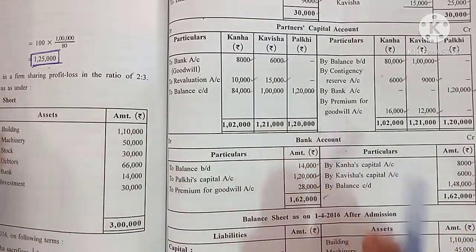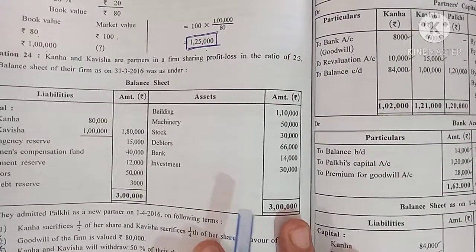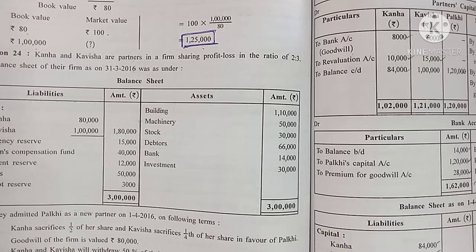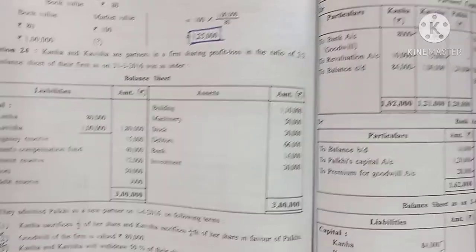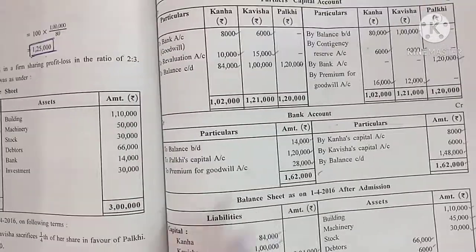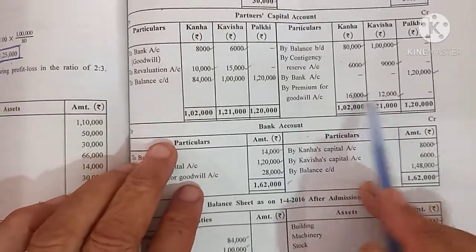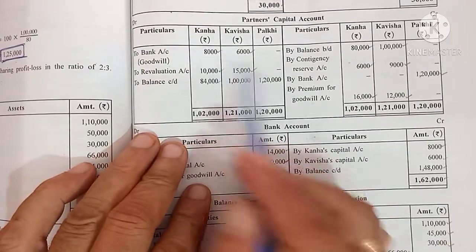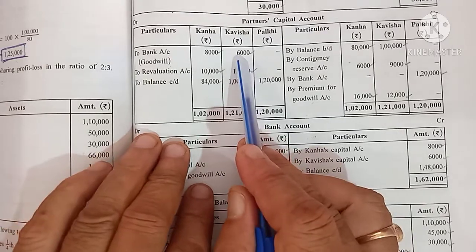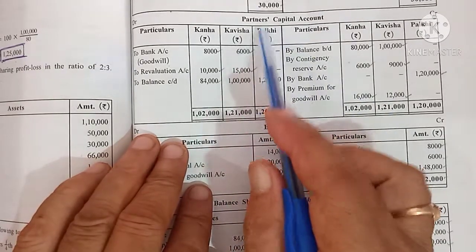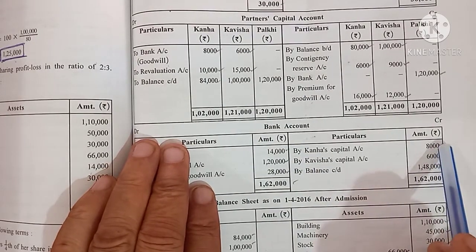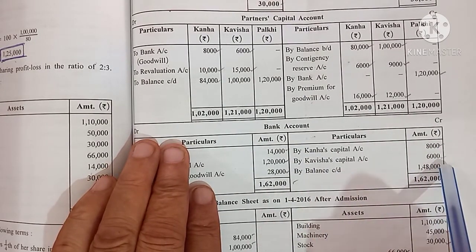Now one adjustment is given: the third adjustment, that Kanha and Kabisa will withdraw 50% of their share of the goodwill. So how much is credited? 16 and 12. So 8 and 6 will be debited, half. 8 is half of 16, 6 is half of 12. So partners' capital account debit to bank. Bank account credit by Kanha's capital and Kabisa's capital.